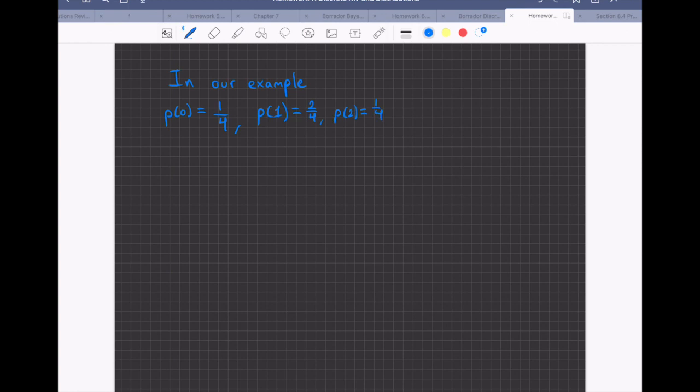This thing, all of this, is called the probability distribution of x. Of capital X.